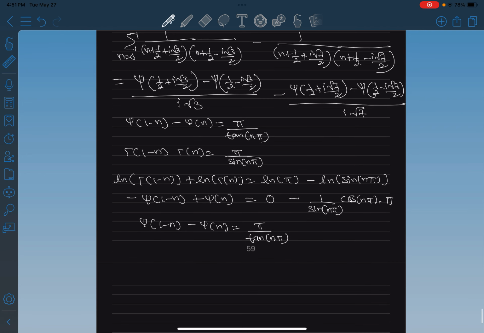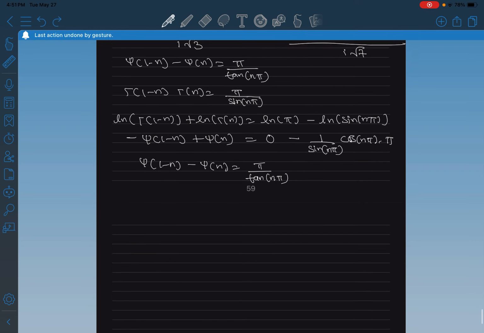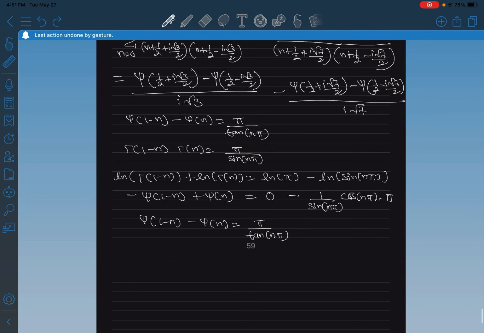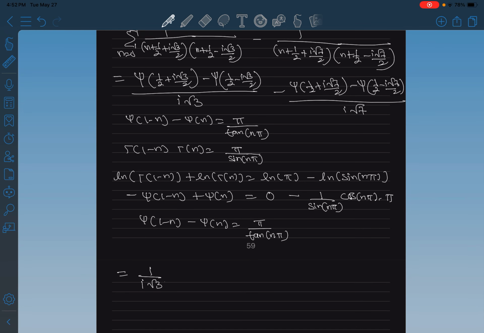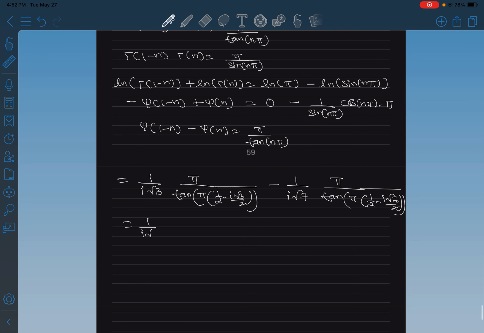Now you can use this formula because over here we realized that if this is n, this is just 1 minus n, right? So if you use the reflection formula, what we get is 1 by i root 3 times pi by tan of pi times half minus i root 3 by 2, right? Over here, minus 1 by i root 7, this is pi by tan of pi times half minus i root 7 over 2, right? And now that gives us 1 by i root 3 pi.